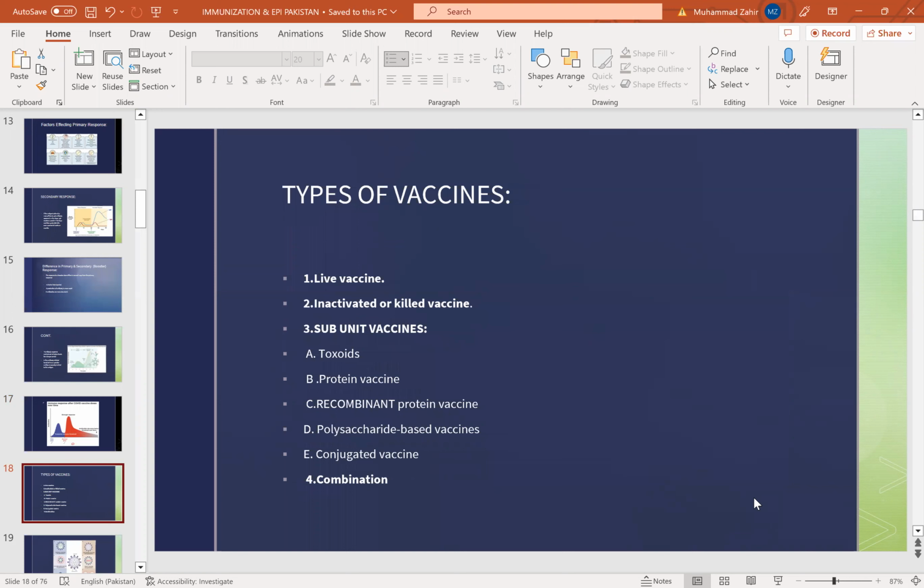Talking about the types of vaccines, there are live vaccines, inactivated or killed vaccines, and the subunit vaccines, which include a toxoid, protein vaccine, a recombinant vaccine, polysaccharide vaccine, and conjugated vaccines. And others are the combination vaccines.